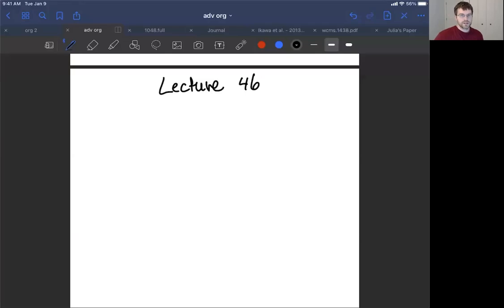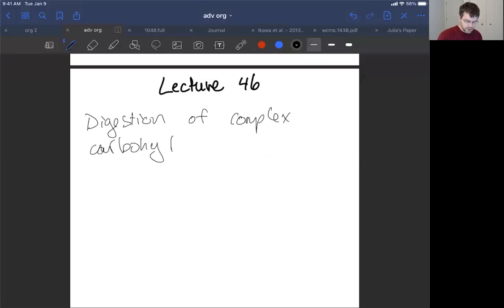Hello. In this lecture, we're going to look at metabolism of monosaccharides, namely focusing mostly on glucose. To get right into it, I want to first touch on digestion of complex carbohydrates to monosaccharides.